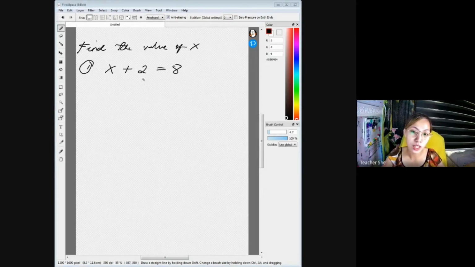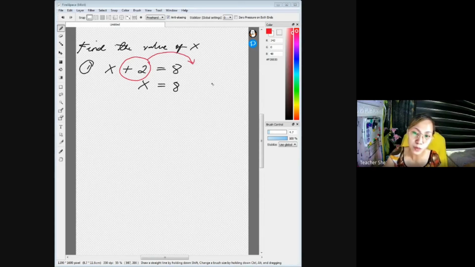So for the solution, ganito ha. All the variables remain sa left side. All the numbers remain sa right side. Ulitin ko ha. All variables, left side, numbers, right side. So let us bring down the x, the variable x. Let us bring down the 8. Positive 2.